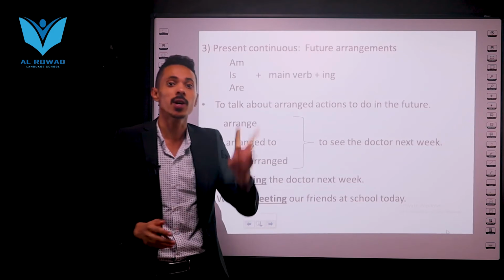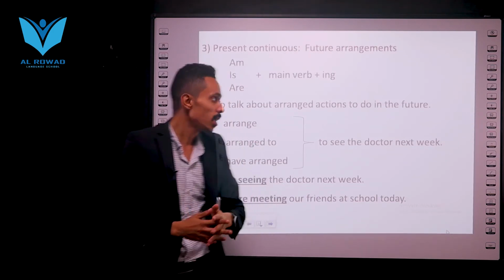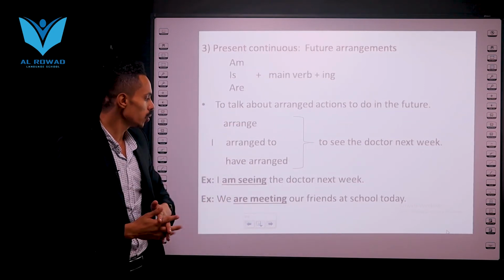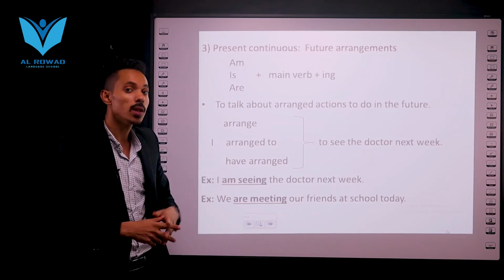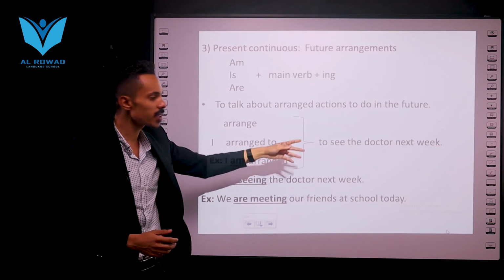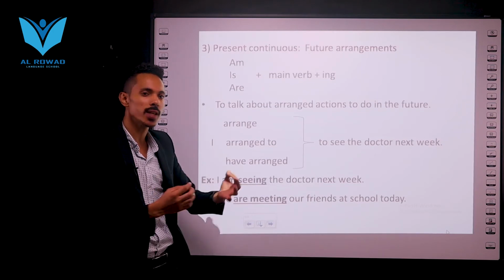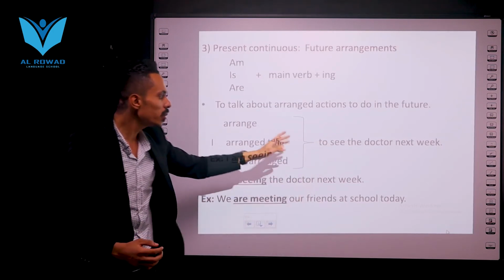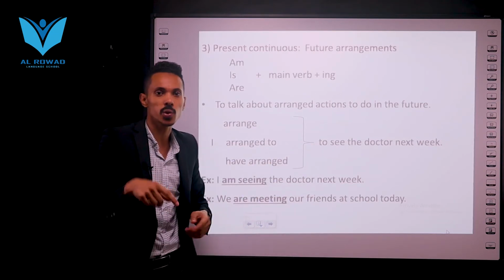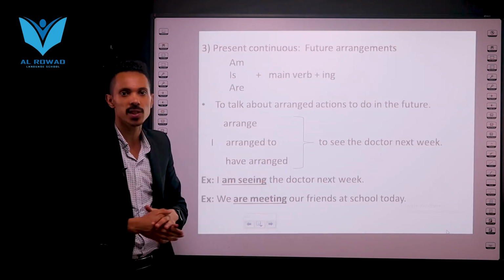So here we have also two ways to talk about future arrangements. Here, I arrange to, or I have arranged to, and also you can say she has arranged to, plus an infinitive verb. This verb is what I arranged to do in the future: to see the doctor next week. See here means visit. So I can also use the present continuous. So I can say, I'm seeing the doctor next week.